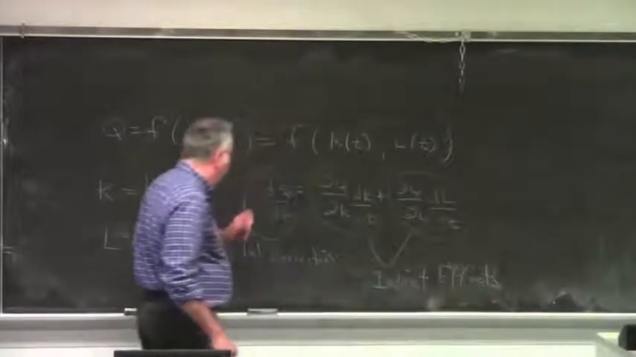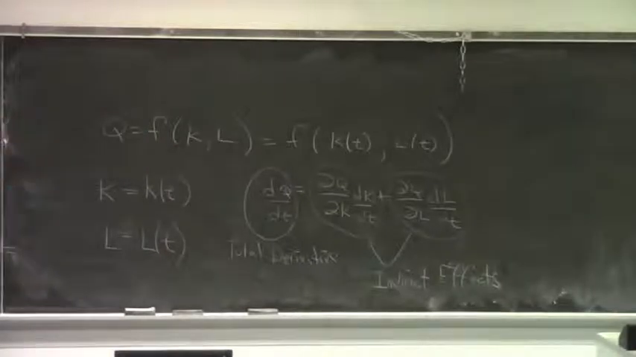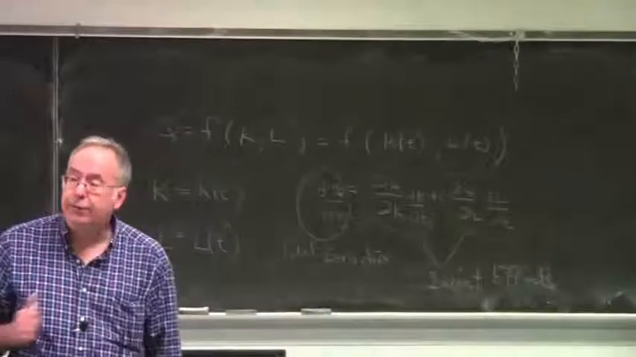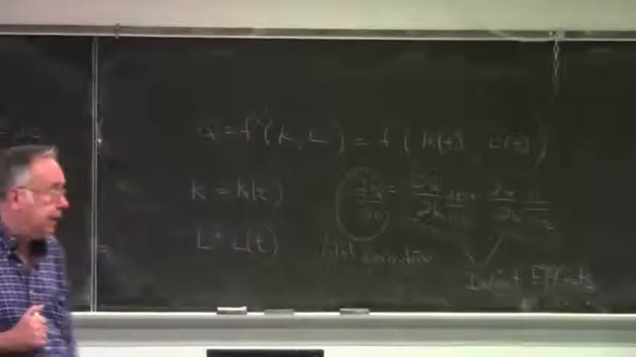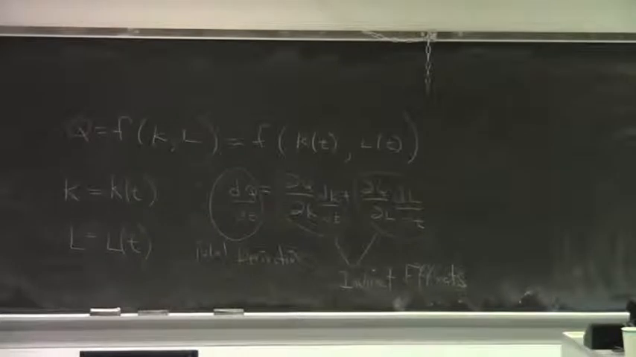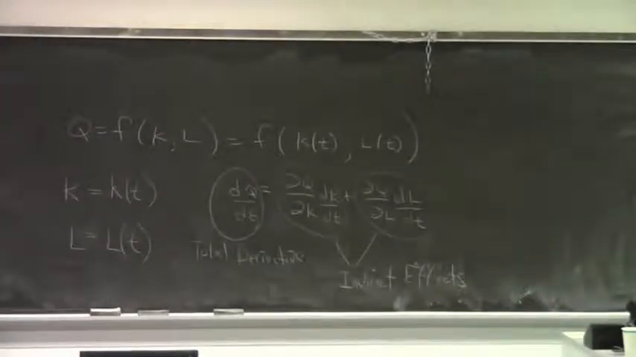But this would be called the total derivative of output with respect to time. There's two components. As time changes, K changes and L changes. So you're going to have two indirect effects of T on Q. Okay. All right. Does that make sense to you?